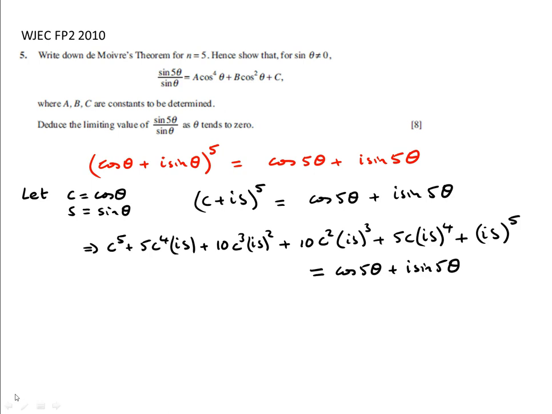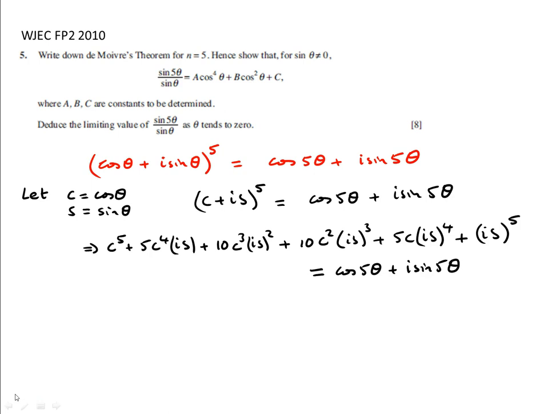Now we need to work through this carefully. So the first term on the left hand side is just C to the 5. The second term on the left hand side is going to be 5i C to the 4 S. The third term on the left hand side is going to be 10 C cubed i squared, which is minus 1, times S squared. So that gives me minus 10 C cubed S squared.